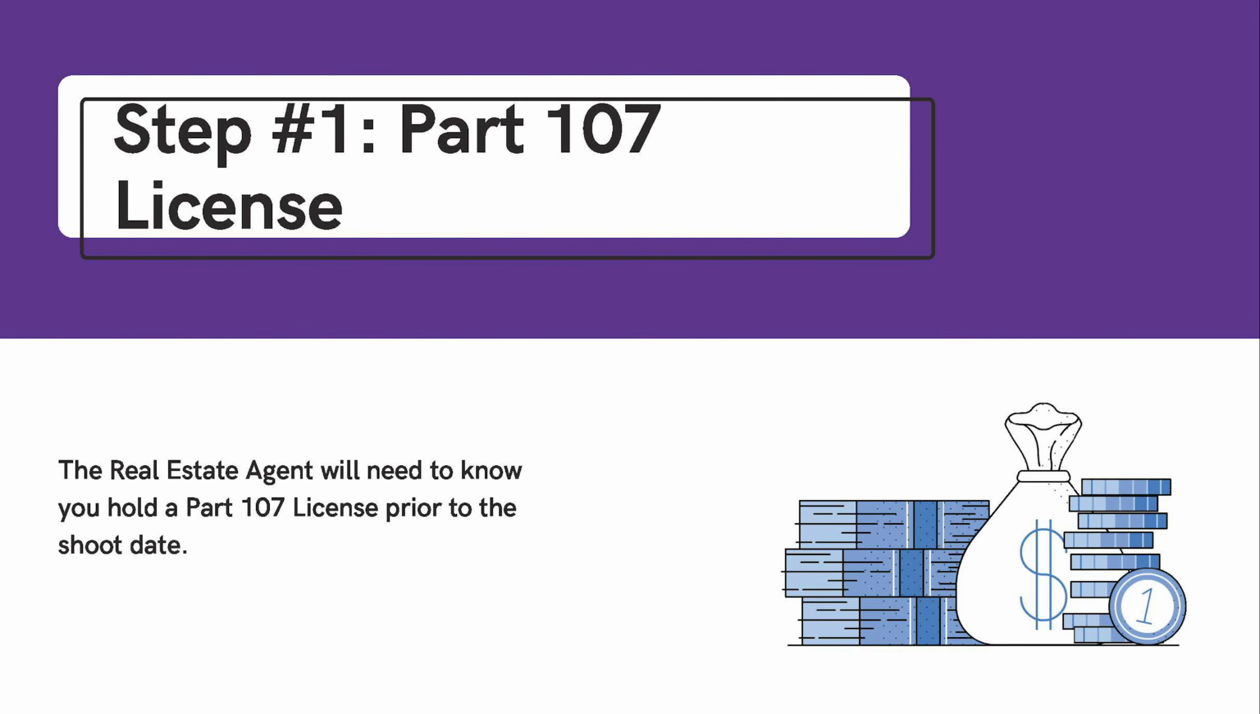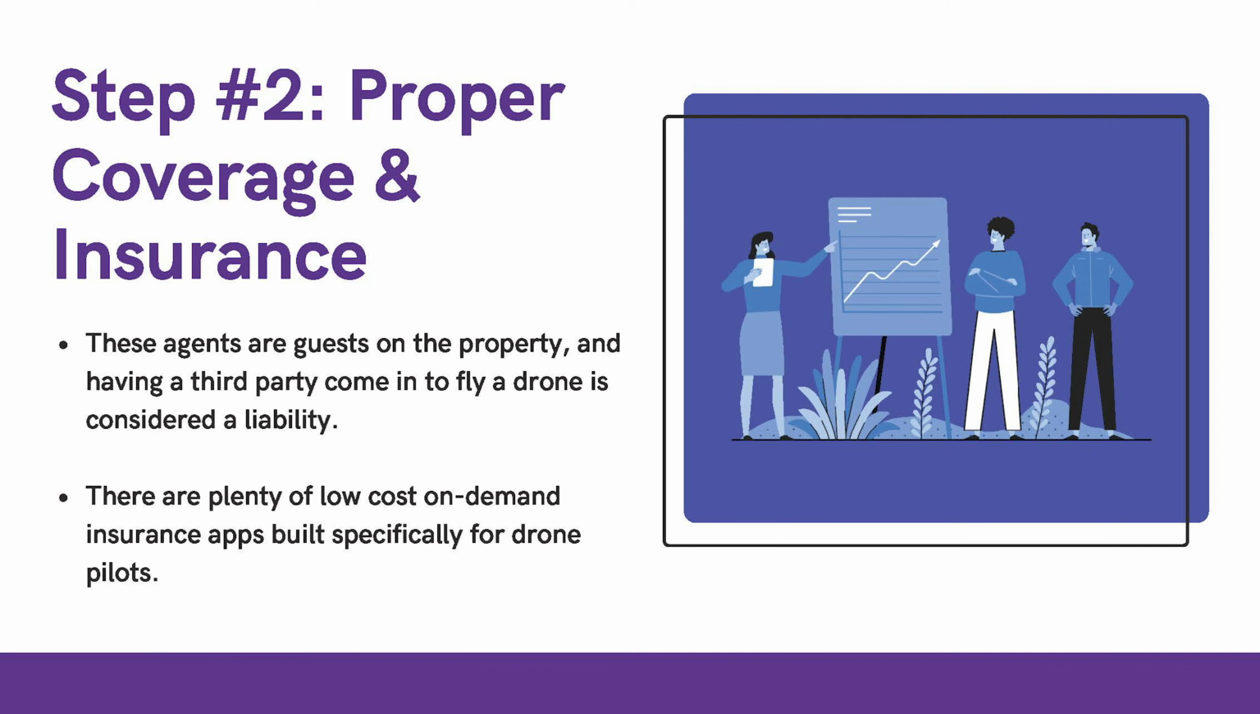First, they'll need to know that you hold an FAA Part 107 license, which you'll need to show the agent prior to the shoot date. Second, they'll need to ensure that all drones being used to shoot the property are insured with the proper coverage needed for commercial flying. Keep in mind, these agents are guests on the property, and having a third party come in like us is considered a liability. There are plenty of low-cost, on-demand insurance apps built specifically for drone pilots. Having drone insurance will also prove to the agent that you're serious about your business.